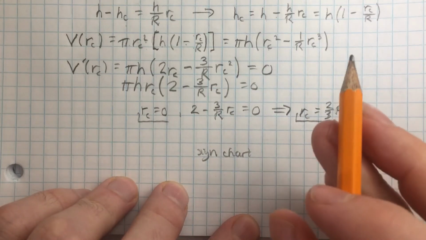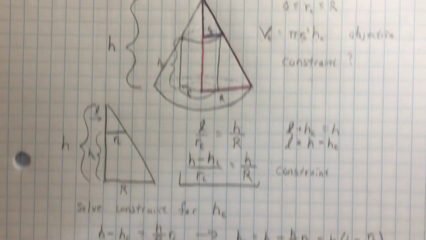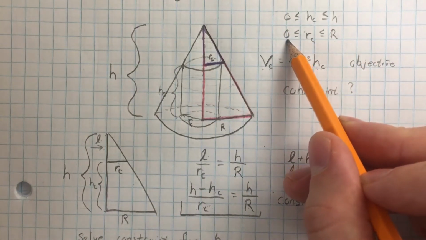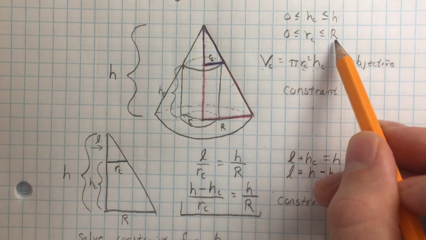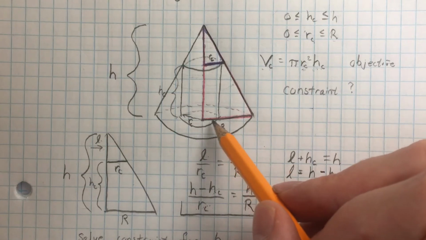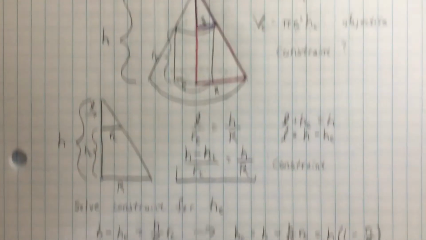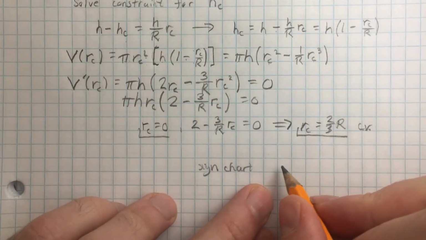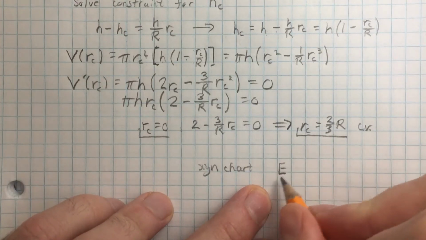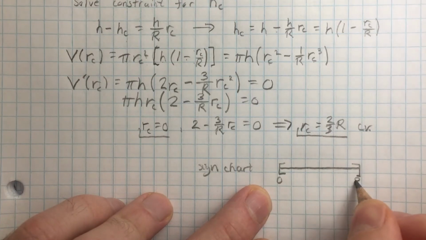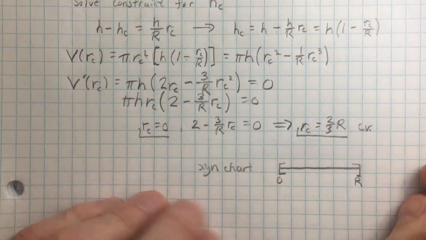We know from what we said earlier that the radius of the cylinder is trapped between being non-existent at 0 and being the radius of the cone, because it's trapped inside the cone. It cannot have a radius larger than the cone. So in reality, this sign chart is truncated on both sides this time. It is bounded below by 0 and bounded above by the radius of the cone.